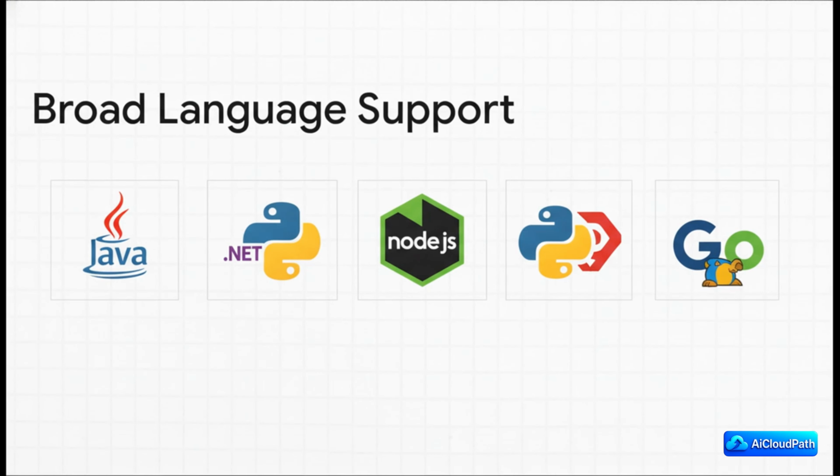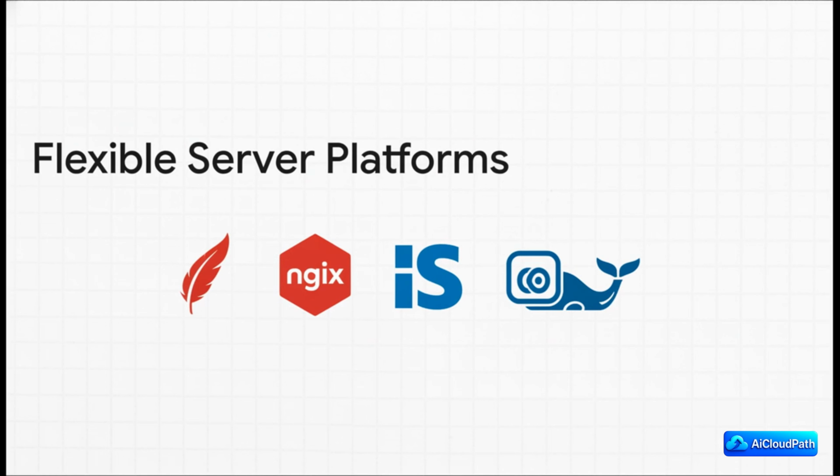And don't worry about what language you're using, because this thing is incredibly flexible. It has built-in support for pretty much all the big ones you'd expect: Java, .NET, PHP, Node.js, Python, Ruby, Go, you name it. Basically, you bring the code and Beanstalk figures out the right environment for it. And that same bring-your-own flexibility applies to the server platform too. Whether your app needs Apache, Nginx, or Microsoft's IIS, Beanstalk has you covered. And this is a big one. It also has amazing support for Docker. So if you're into containers, you can deploy your containerized apps with the exact same dead simple process.